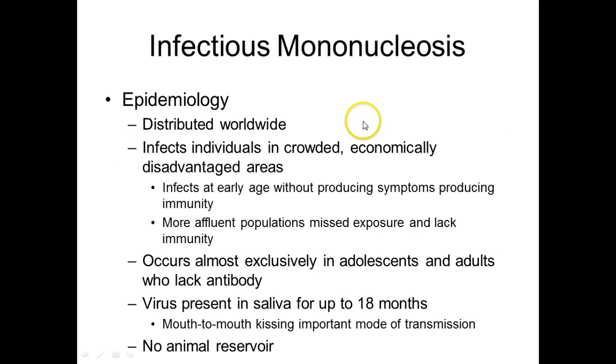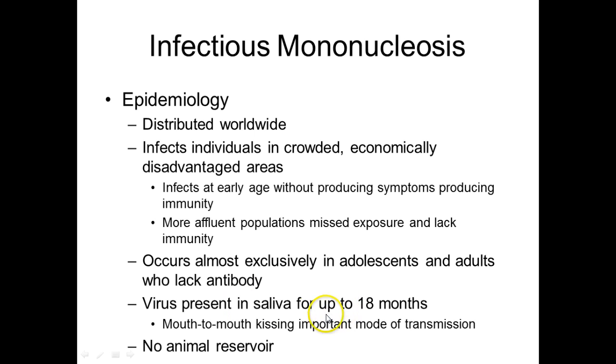It's distributed worldwide, infects individuals in crowded, economically disadvantaged areas, infects them at an early age without producing really serious symptoms. More affluent populations, like here in the United States, they usually miss this exposure and lack immunity, and so it occurs, as I said, exclusively in adolescents and adults that lack the antibodies against this particular virus.